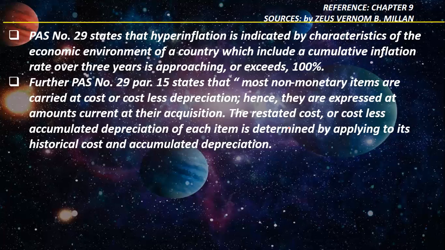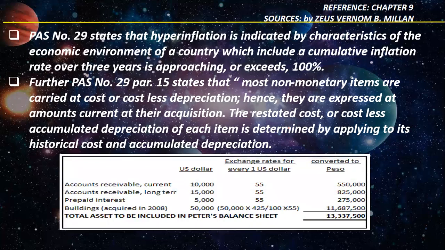So here's the computation. We have here the account receivable current, account receivable long-term, prepaid interest, and building acquired in 2018. So how did we get the converted peso value, or how do we restate each item? So first, account receivable. Why did we not restate account receivable? Account receivable is a monetary item.